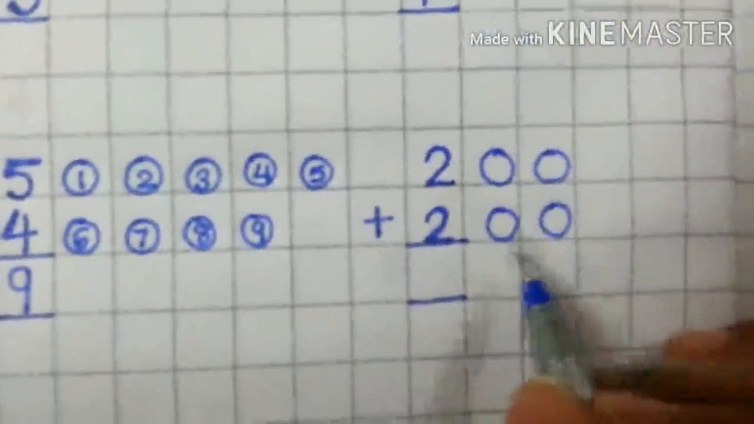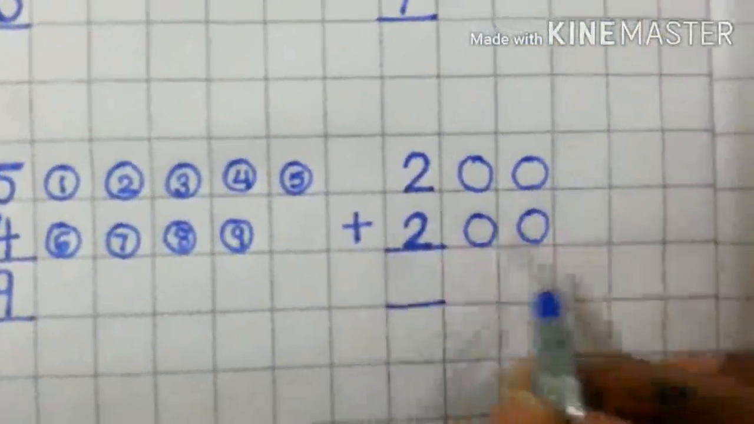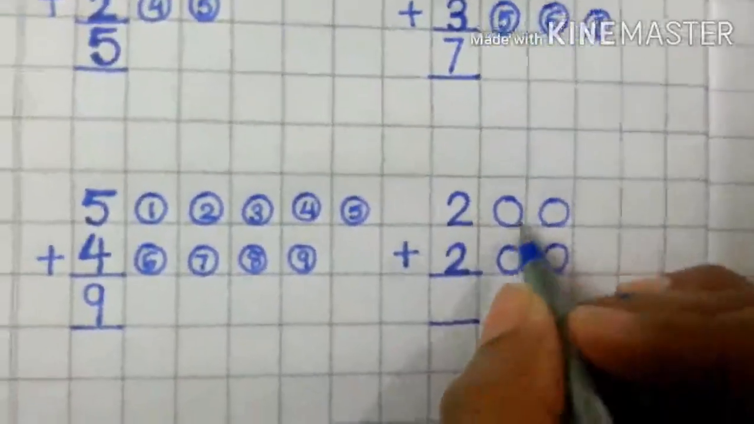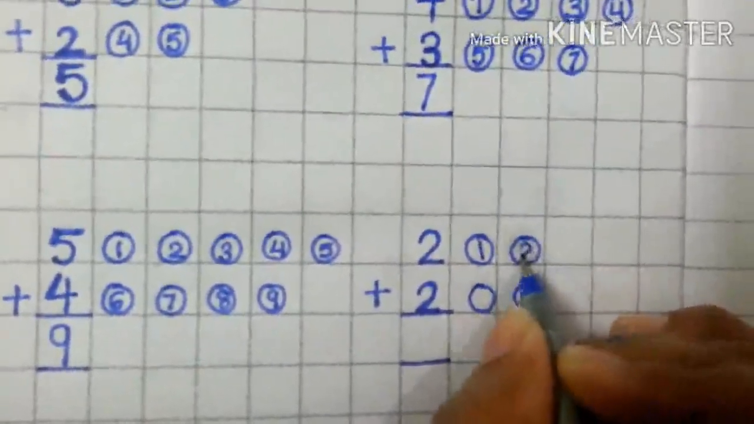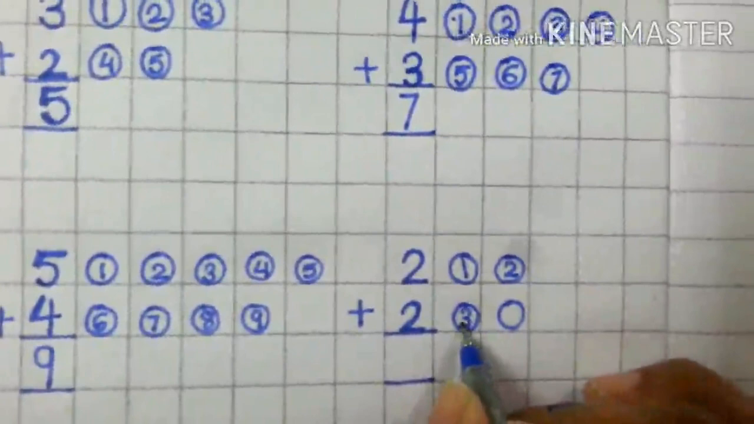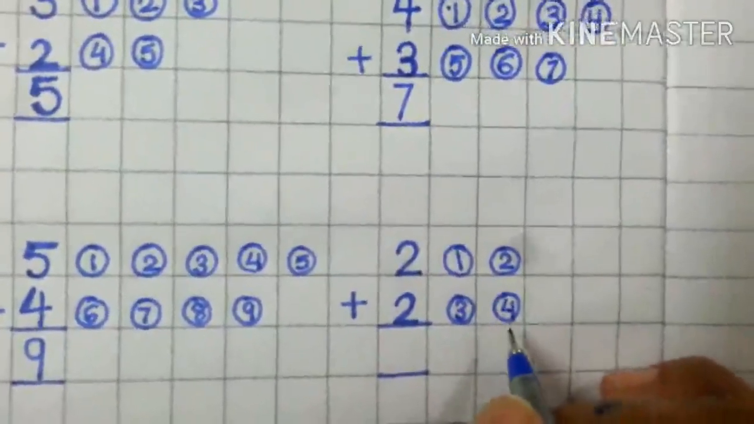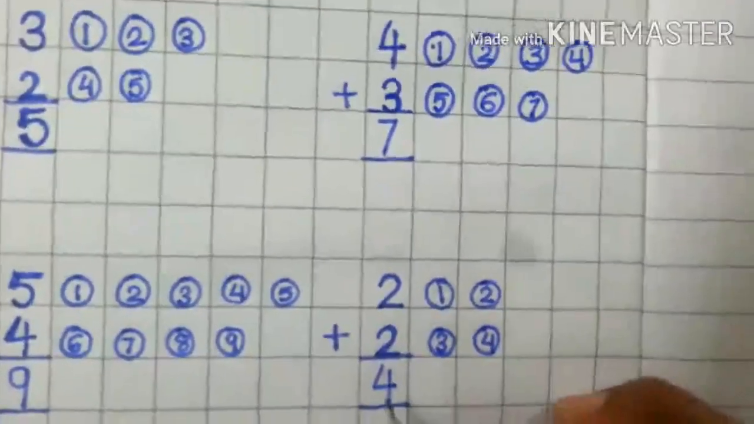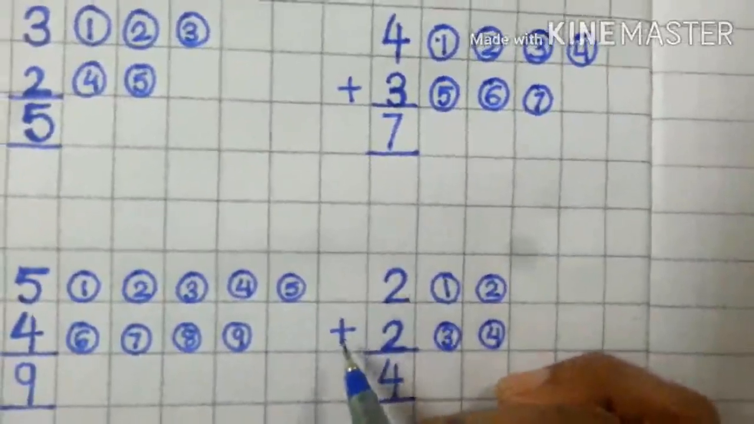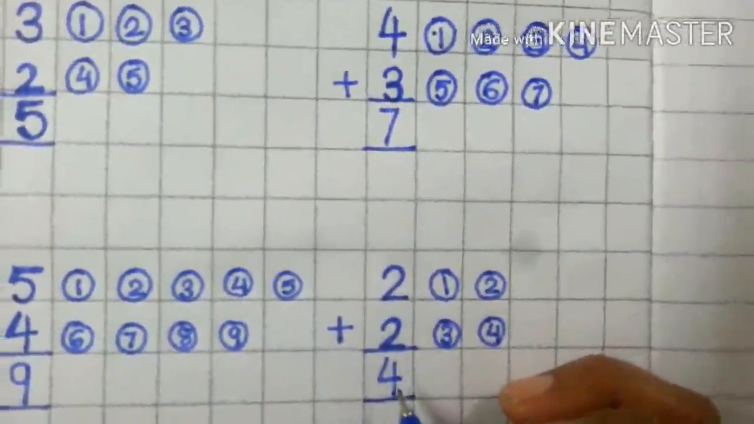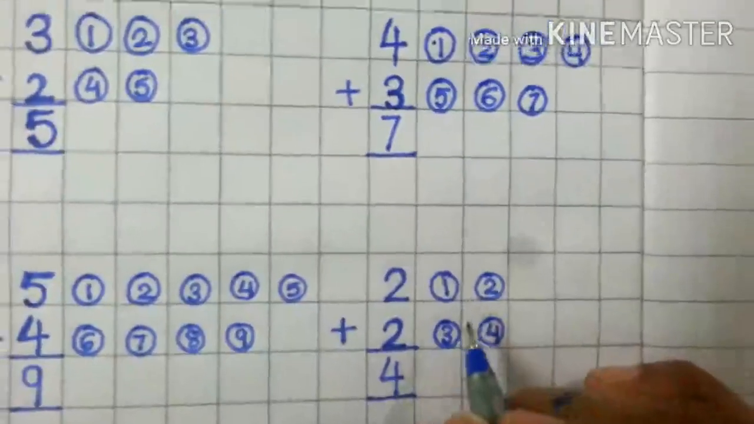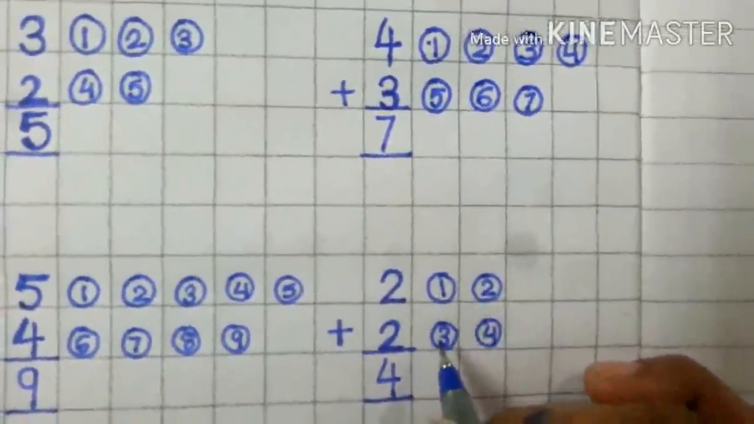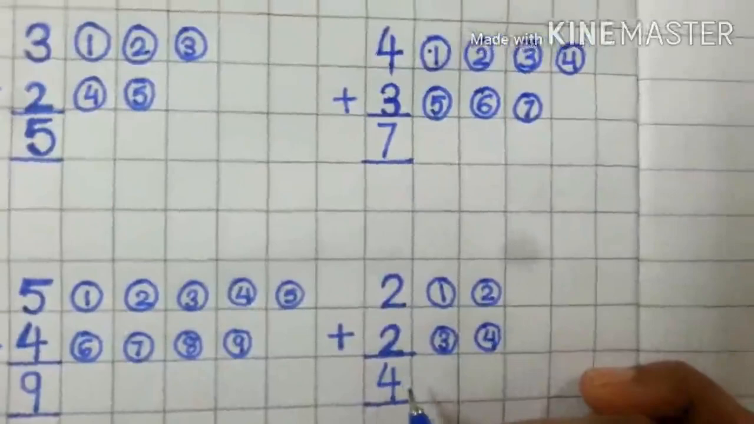Now let's find how many marbles we have all together. Let's find total number of marbles. So for that count with me. 1, 2, 3, 4. 4 marbles. Total number of marbles we have 4. 2 plus 2 are 4. Now let's check again. 1, 2, follow the forward counting. 3, 4. 4.